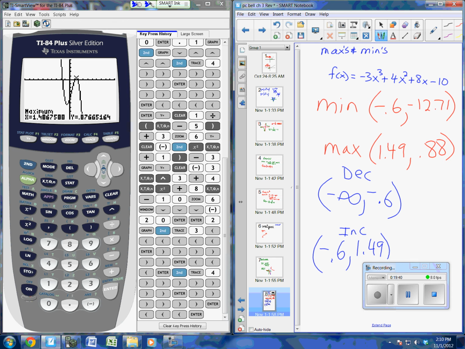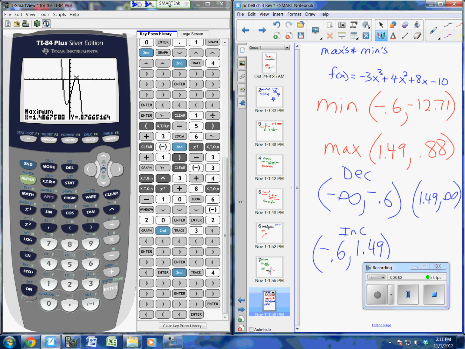Okay, what's it doing after that? From where to where? Then it's decreasing from 1.49 to infinity. Notice that these are x values, not y values. I always get students who put the y value of the thing in there. It's from negative infinity to positive infinity.